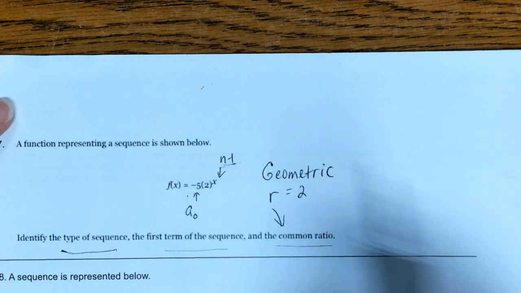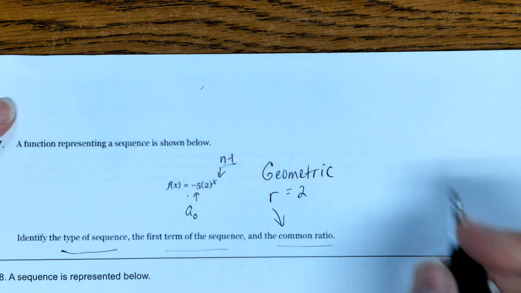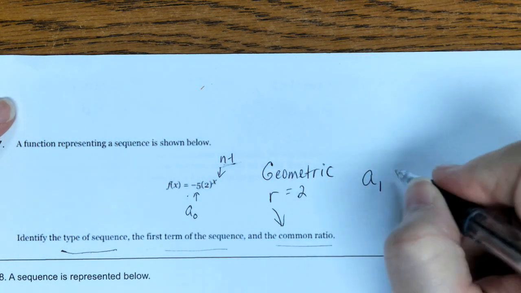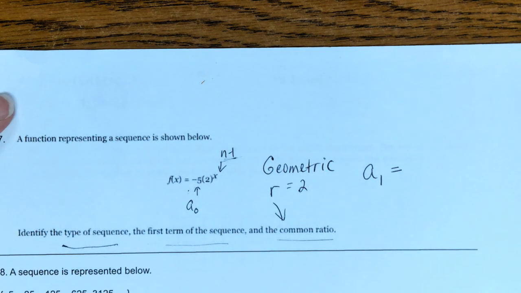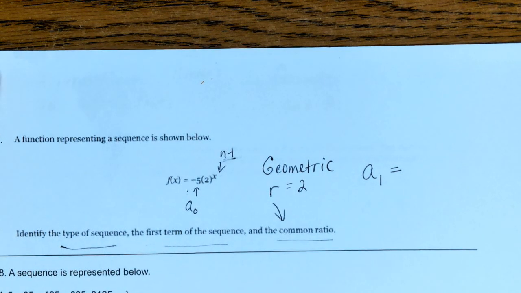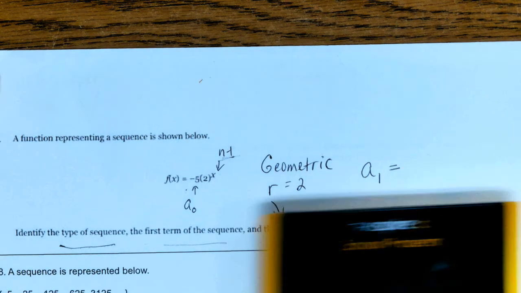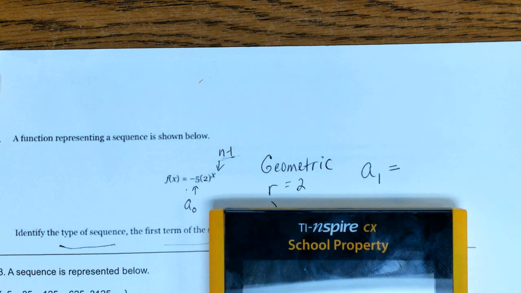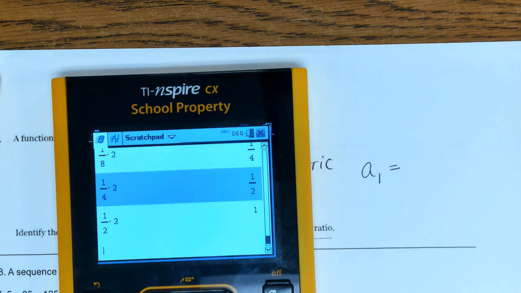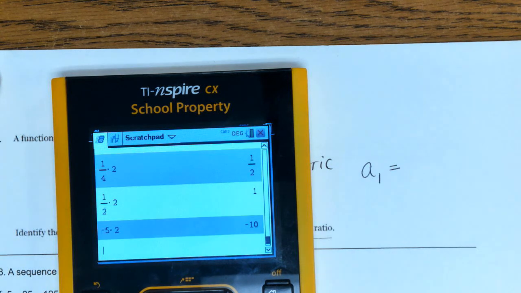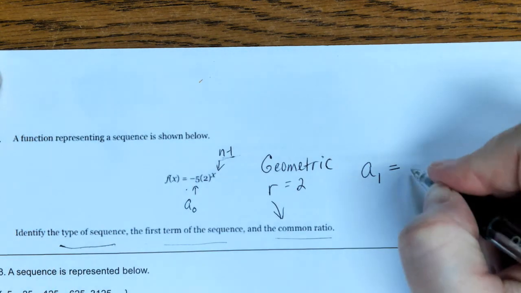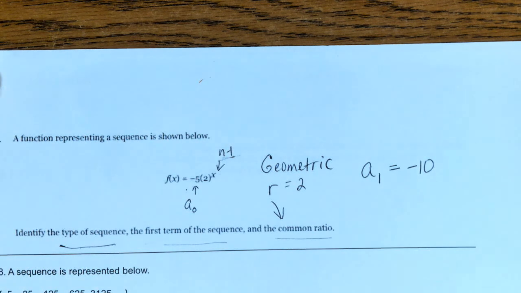So if I doubled that, what would my first term be? If I double negative 5, what do I get? Let's try it. Negative 5, I'm going to double it. I get negative 10. So that should be our A1.